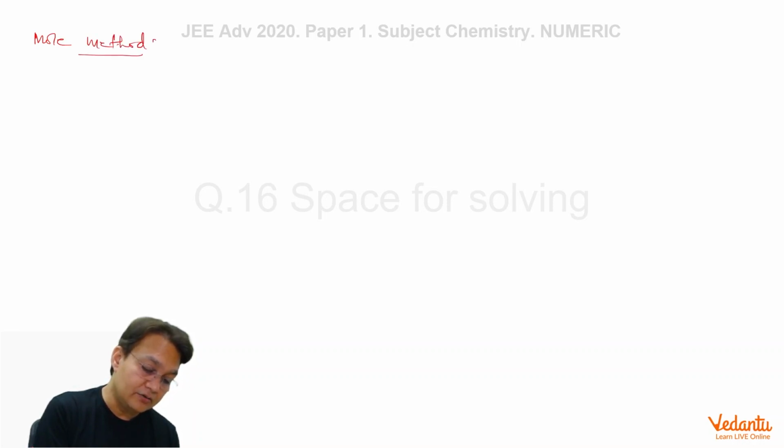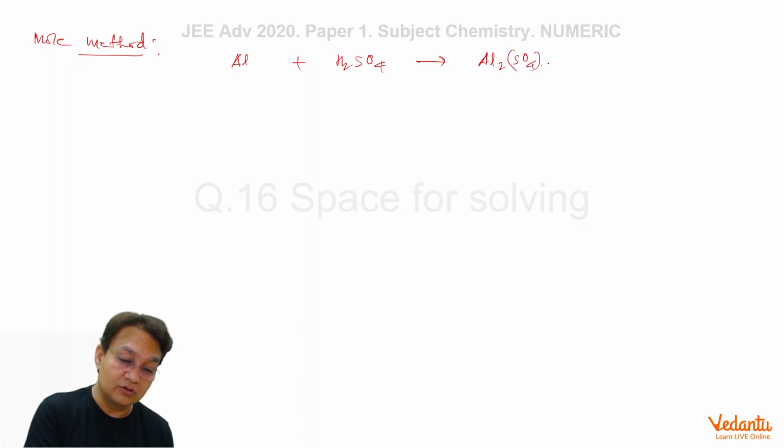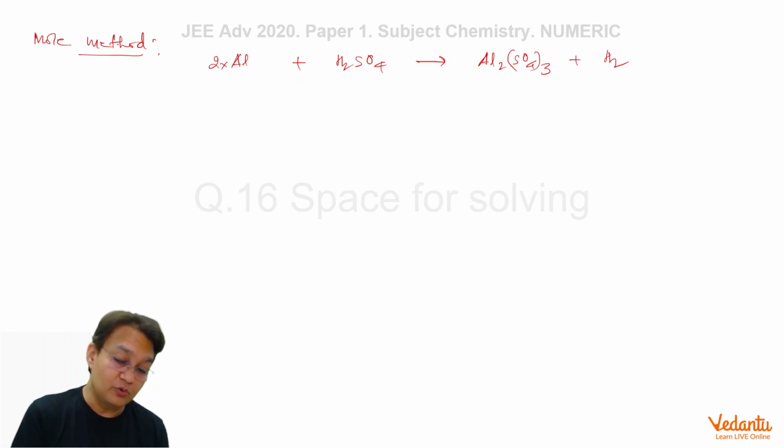In the mole method, you have to balance this equation. The balanced equation is aluminum plus H2SO4 forming Al2(SO4)3 plus H2. To balance it, aluminum is multiplied by 2 and sulfate is multiplied by 3 by hit and trial method, and hydrogen is then 3H2. The mass of aluminum was 5.4 gram, which comes out to be 5.4 upon 27, equal to 0.2 mole.